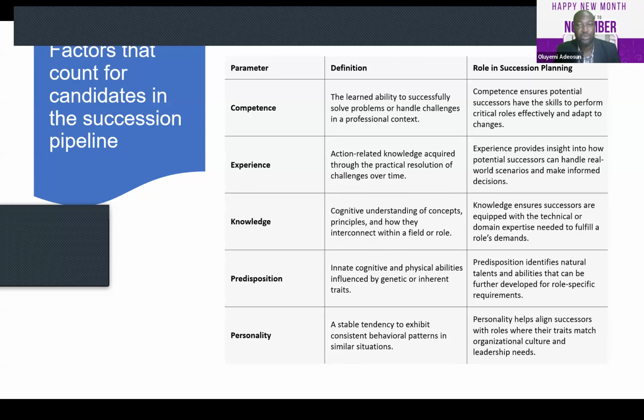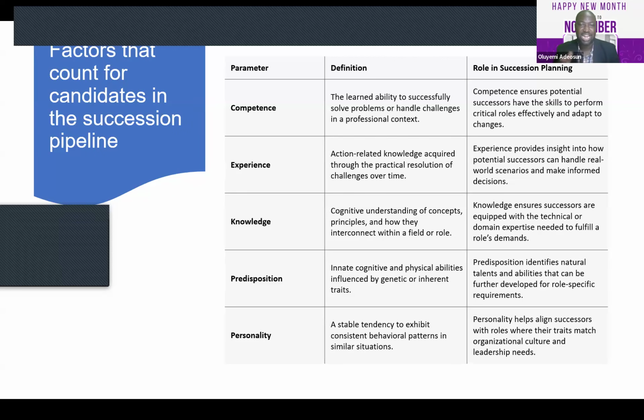While personality is a stable tendency to exhibit consistent behavioral patterns in similar situations. And all these factors, directly and indirectly, are relevant in succession planning. So you know what to do with competence: training programs. You know what to do with experience: rotation, exposure. You know how people can get knowledge. It can be as simple as book, training, and so on and so forth.